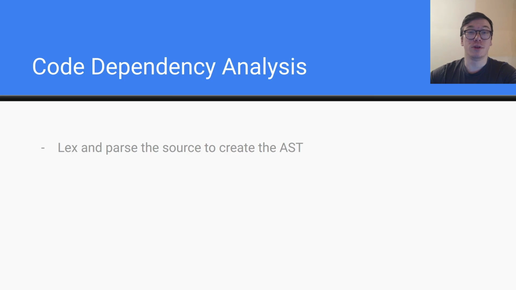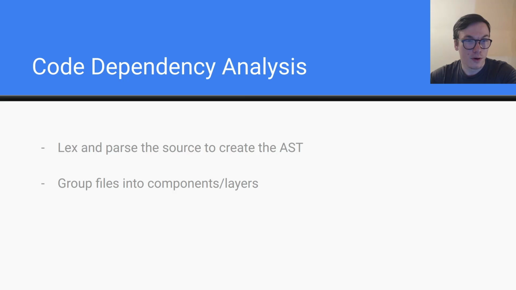So what is code dependency analysis? Well, basically you lex and parse your source code to create an abstract syntax tree, so an abstract representation of your source code. That's exactly what your compiler or parser does, or interpreter, depending on what language you are using, if it's compiled or interpreted. But both of them basically do these two parts. They lex the code and then they parse it to then build the abstract syntax tree.